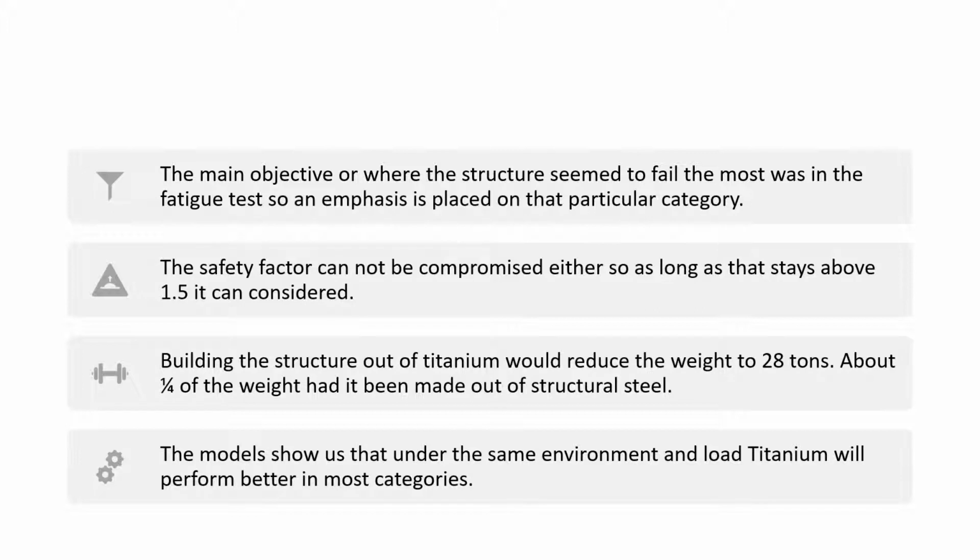For this, the main objective, or where the structure seemed to fail the most, was in the fatigue test, so an emphasis was placed on that particular category. The safety factor cannot be compromised either, so as long as that stays above 1.5, the material was able to be considered. Building the structure out of titanium would reduce the weight to 28 tons instead of 111, which is about one-fourth of structural steel. This is a big consideration factor as to why we should look into other materials.